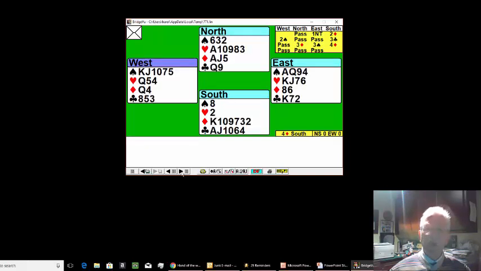As you can see, with the diamonds breaking 2-2, and not guessing the diamonds incorrectly, I don't blame you if you do finesse for the missing queen. You eventually made 6 diamonds, 5 clubs 11, and the ace of hearts 12.